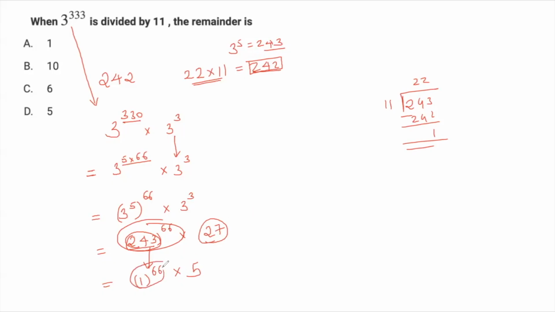Finally, 1 power 66 is nothing but 1 only. Into 5 will give you the final remainder as 5. And that is the answer to your question. That is the D option. So that is the standard way of solving this particular question using the concept of remainder theorem.